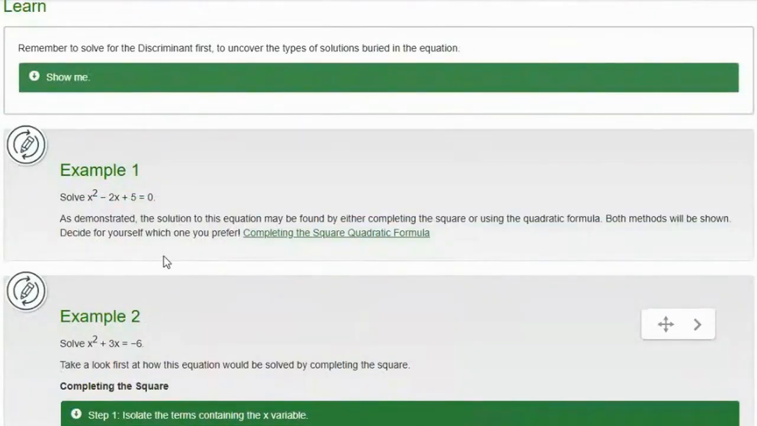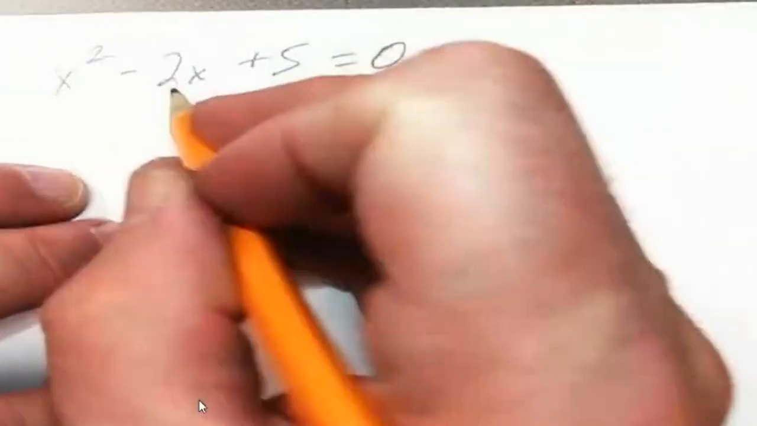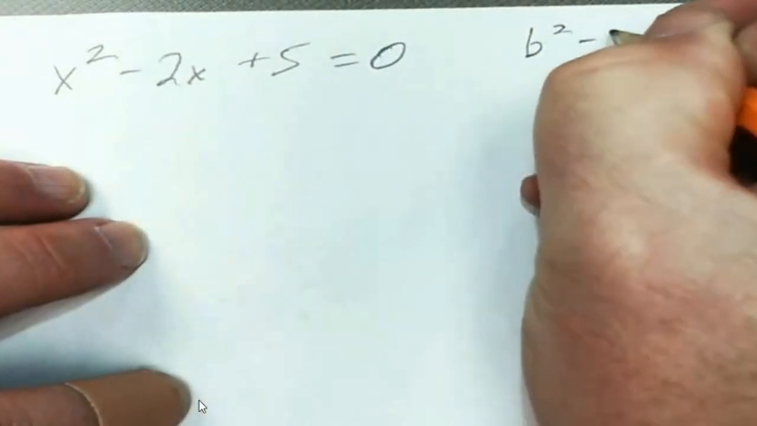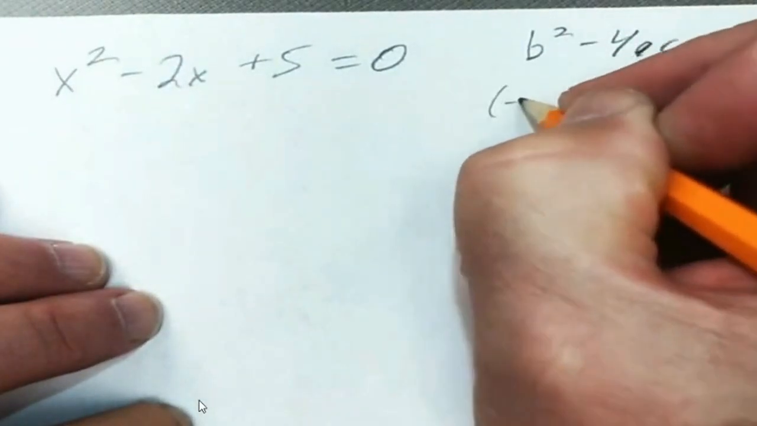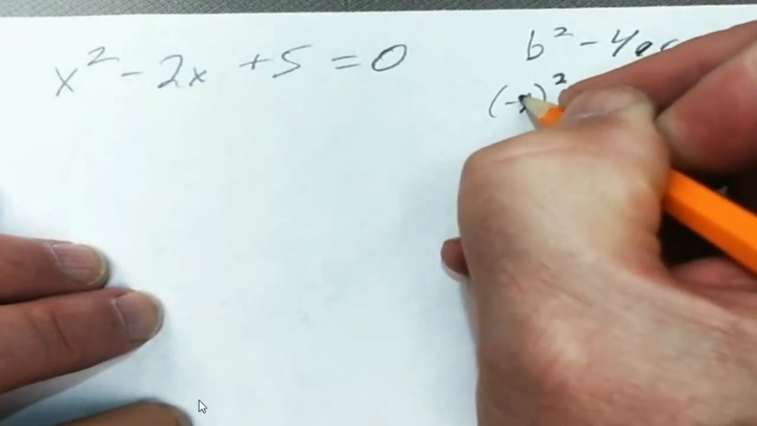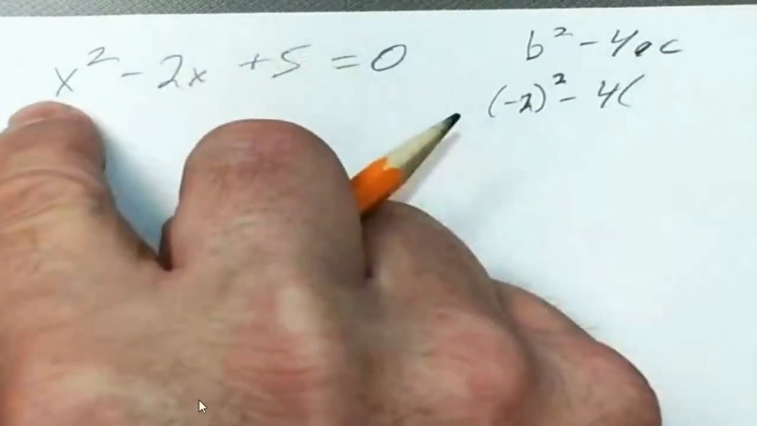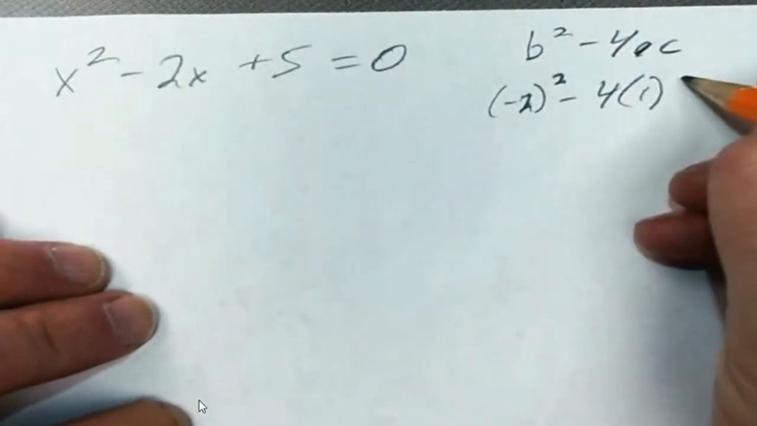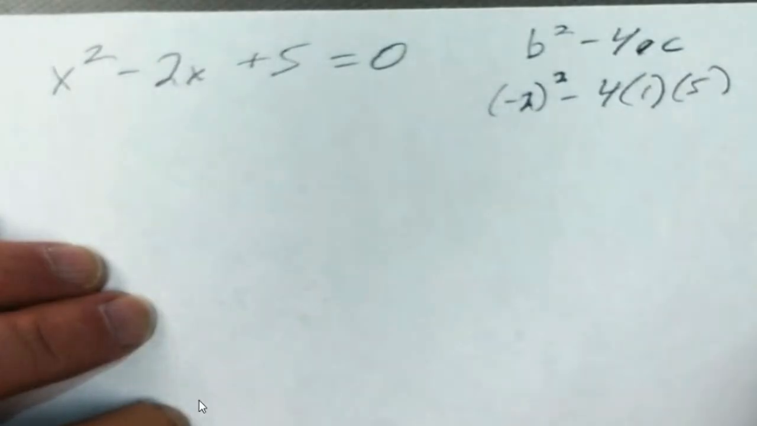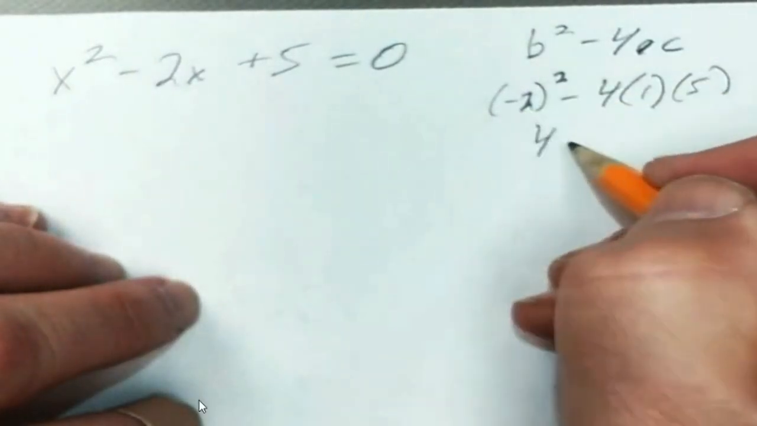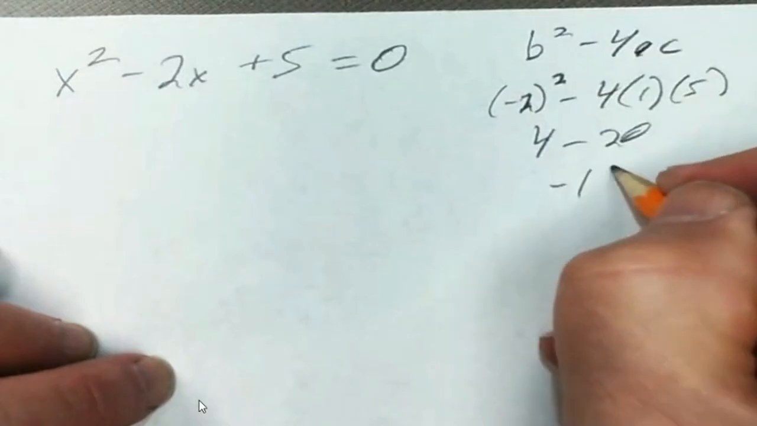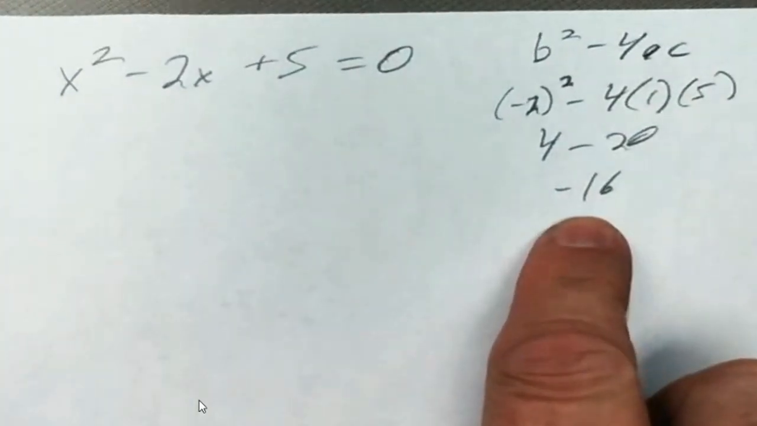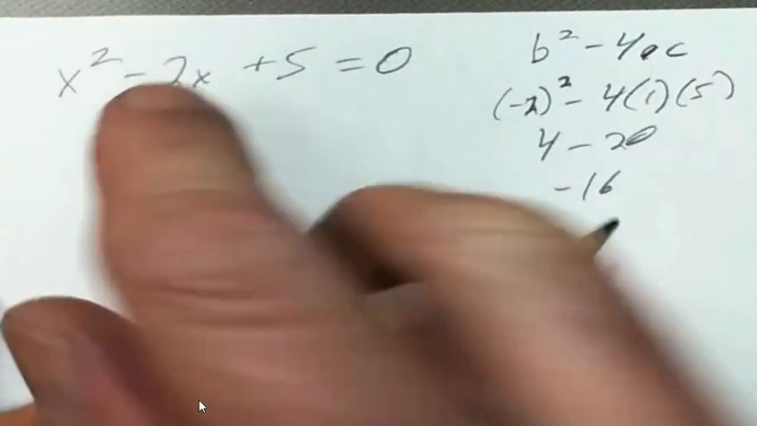Let's start with this one. We're going to try to solve this. First thing is check the discriminant. B squared minus 4AC. This is already in ABC standard form. B is negative 2. Negative 2 squared minus 4 times A, which is 1, times C, which is 5. So negative 2 squared is 4 minus 4 times 1 times 5. Negative 16 is what our discriminant is. That means that the solutions to this are complex.